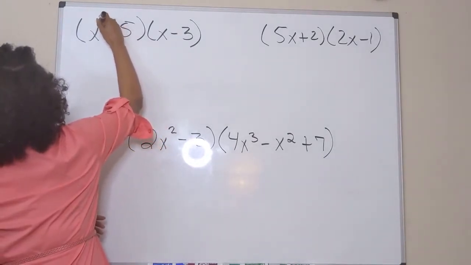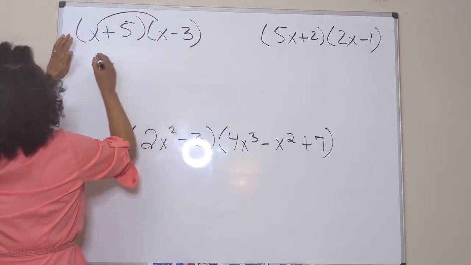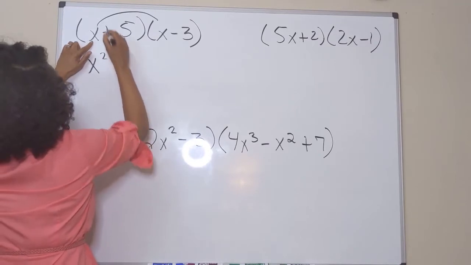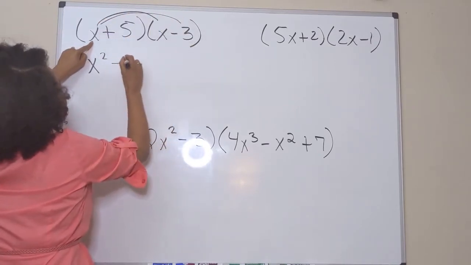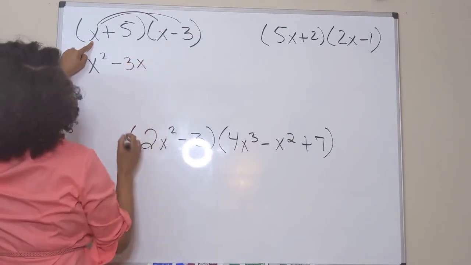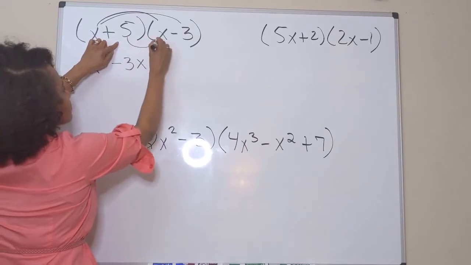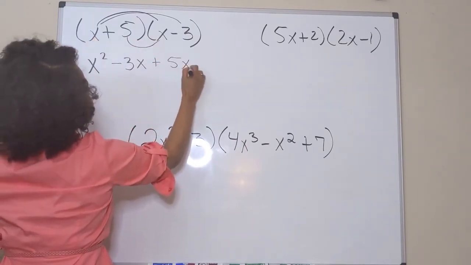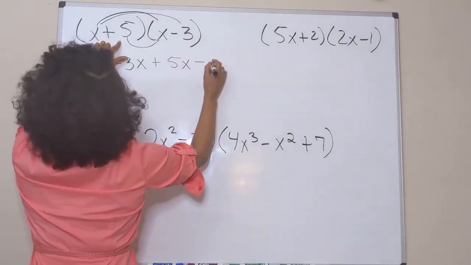Alright, so I'm multiplying x times x. Since both of those have an exponent of 1, x times x will leave me with x squared. Then I multiply x times negative 3. That's going to give me negative 3x. And then next I have to multiply 5 by both terms in that second polynomial. So 5 times x is 5x. And then 5 times negative 3 is negative 15.